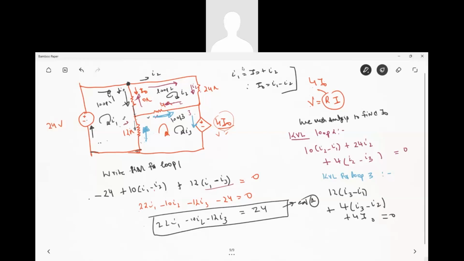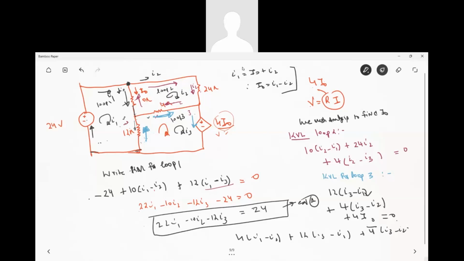So when you have all these equations, you can substitute this value here, I0 as I1 minus I2, for this 4 into. Instead of I0, you can write 4 into I1 minus I2 here, plus 12 I3 minus I1, plus 4 into I3 minus I2 is equal to 0.